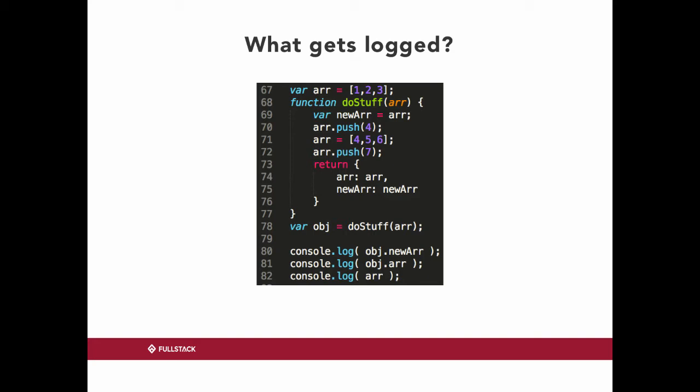Okay, so now we have, this is a long one, but we can get through it. We have a variable 1, 2, 3. We have a function doStuff, very well named, I love it, that takes an array and right away assigns newArray variable to array. It pushes in the number 4 into array. Then it reassigns array to the array 4, 5, 6. Then it pushes in the number 7. And then it returns an object with array as the key and array as the value.